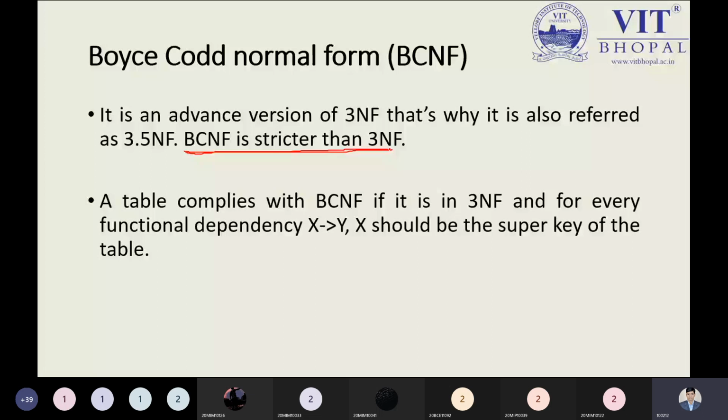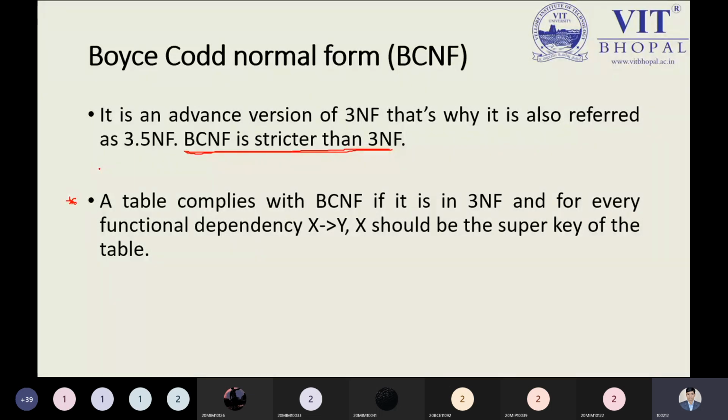A table complies with the BCNF if, this is the definition, I'm putting a star over here, you must keep it in mind properly. In the main examination, I can ask any question that can be followed by the BCNF, 3NF. So you have to understand the relation, the table, and determine the proper normal form. A table complies with the BCNF if it is in the 3NF and for every functional dependency X determines Y, X should be the super key of the table. That is the point you have to keep in mind.